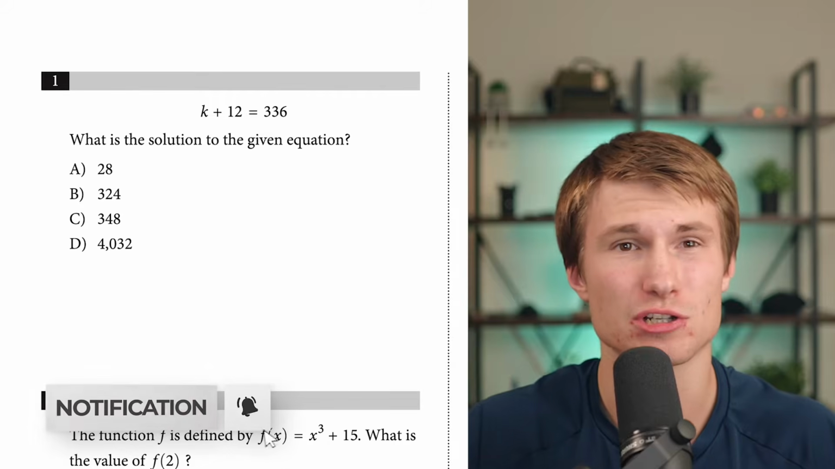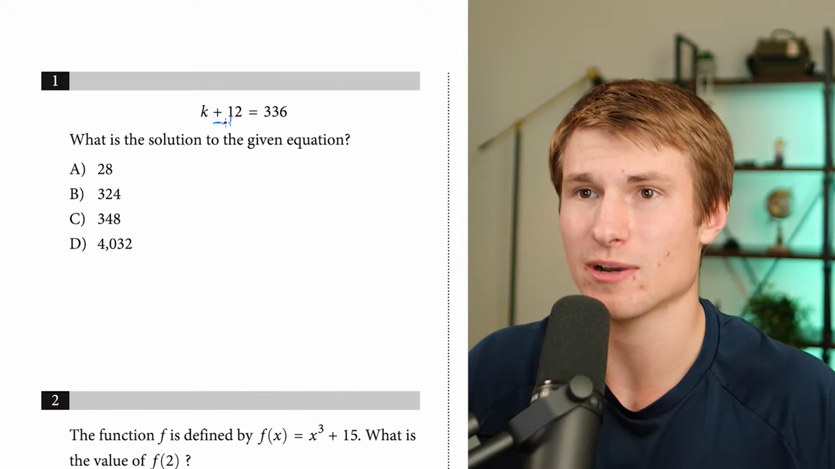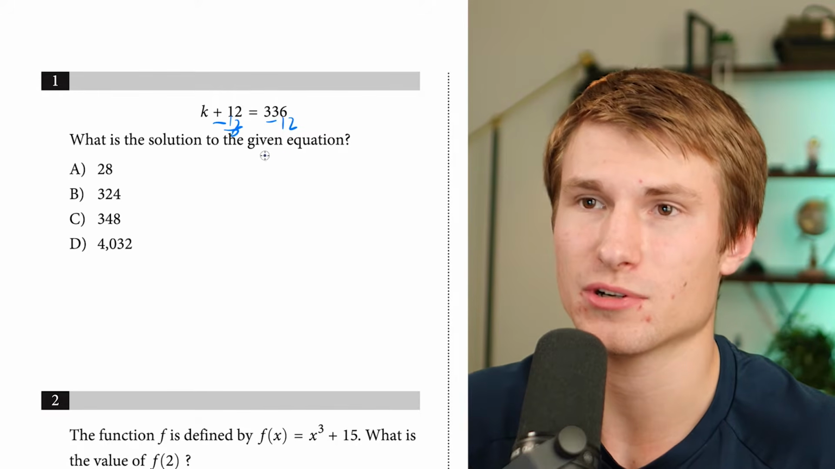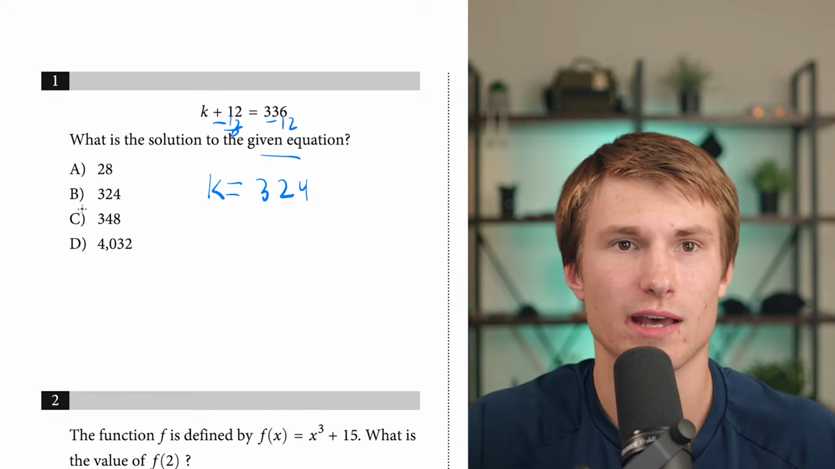Let's get started with question number 1. What is the solution to the given equation? Well, let's start by subtracting 12 from both sides to isolate k. When we do that, we're going to end up with 336 minus 12. That'll leave us with 324 is equal to the value of k, and our answer there will be B.